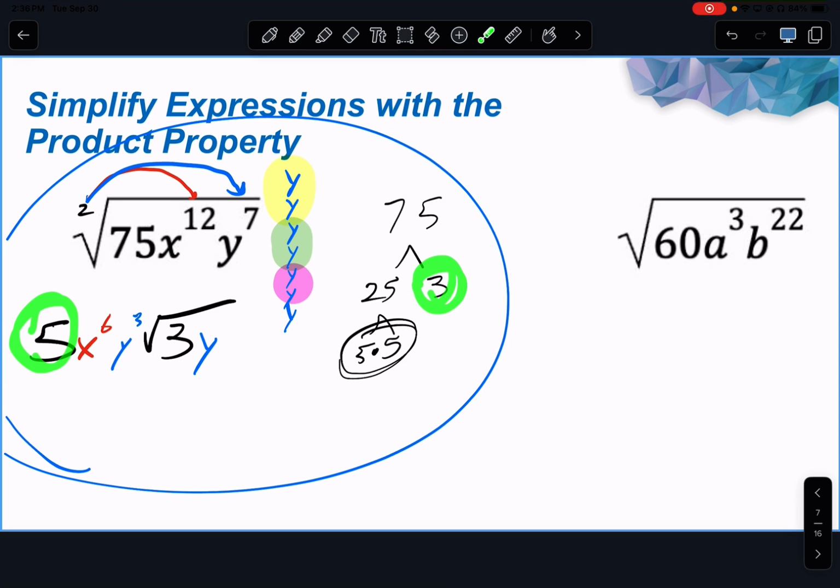This 3, though, remember, has to stay inside our radical. Then the 2, we ask ourselves, how many times does 2 go into 12? 6 times. So what we're doing is we're pulling out 6 groups of 2.